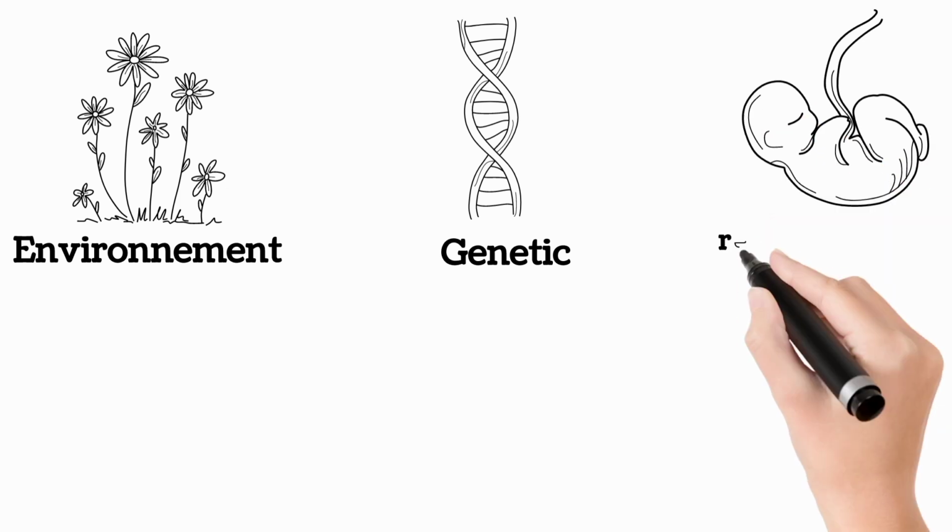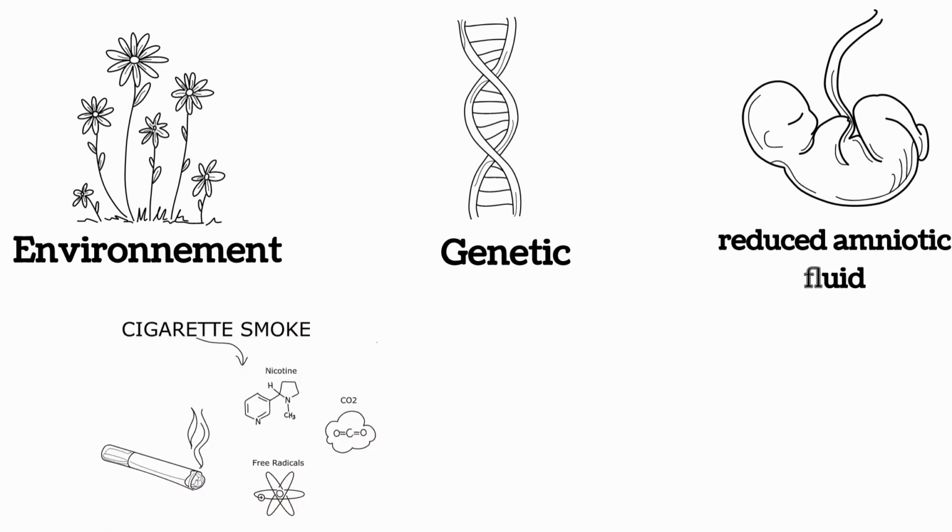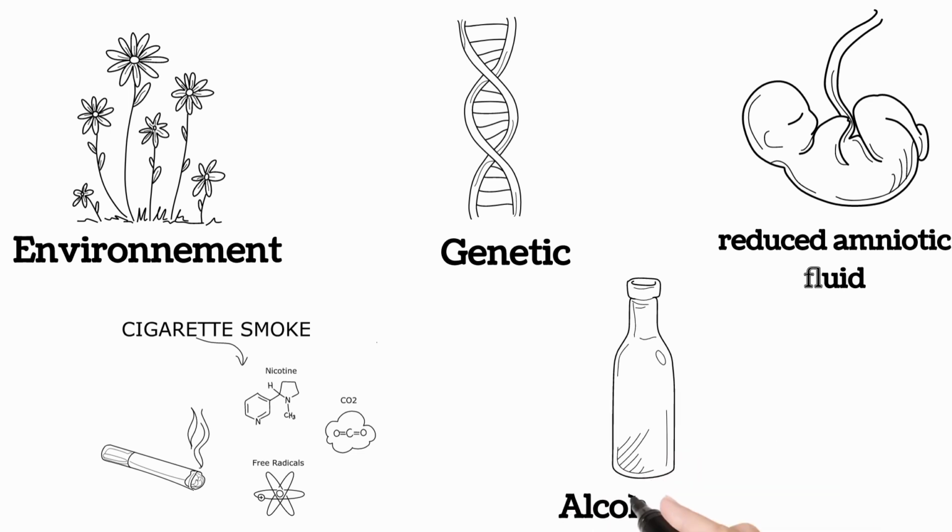The third factor, reduced amniotic fluid, which can also make a child vulnerable to this condition. The fourth factor, smoking. This can lead to fetal malformations including clubfoot. And lastly, alcoholism, which can impair the baby's developmental process.